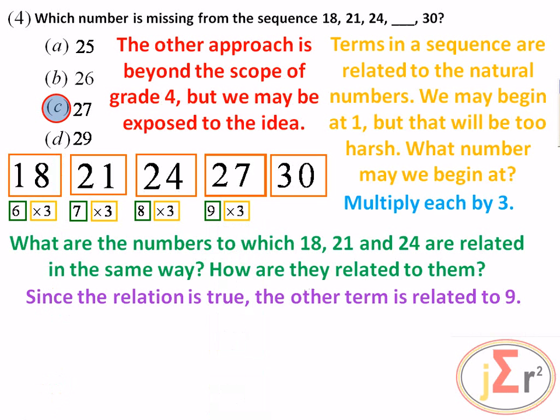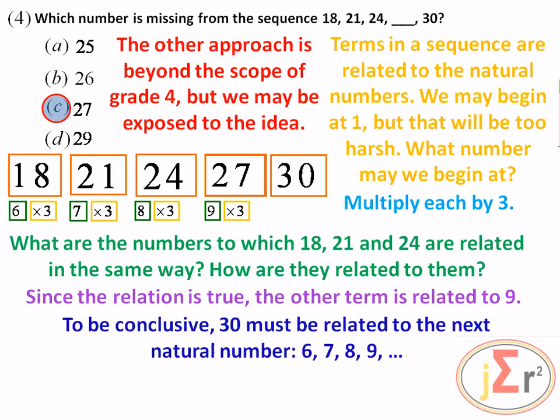So since the relation is true, the other term is related to 9. To be conclusive, 30 must be related to the next natural number. So it must be related to what number comes after the 9? 10. Right. So 6, 7, 8, 9, and then 10.